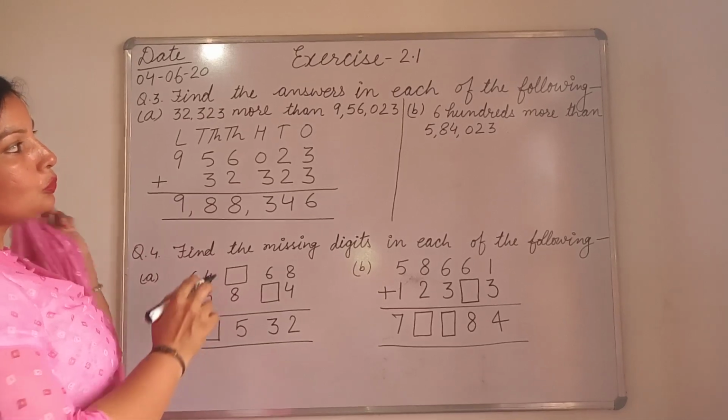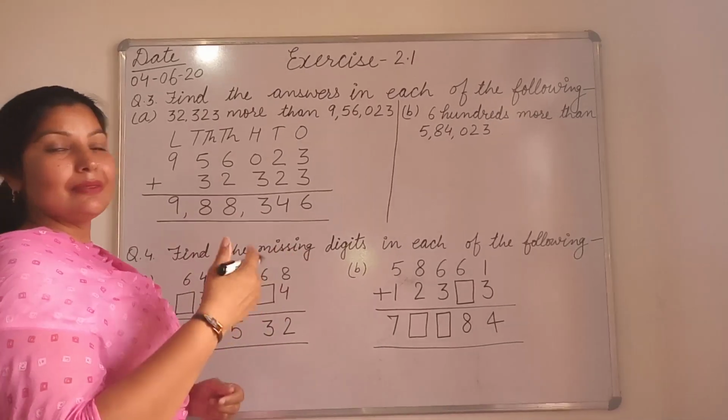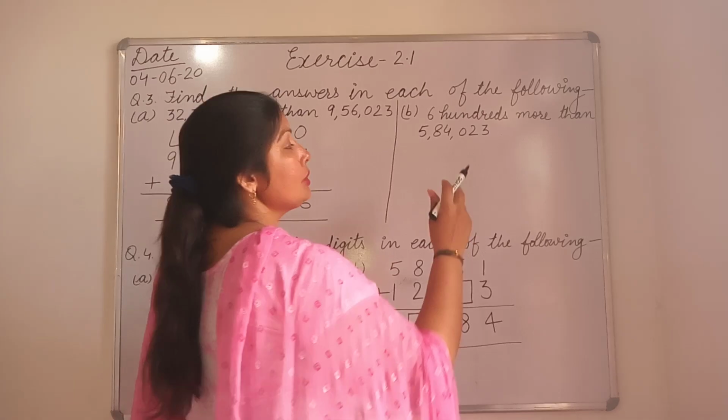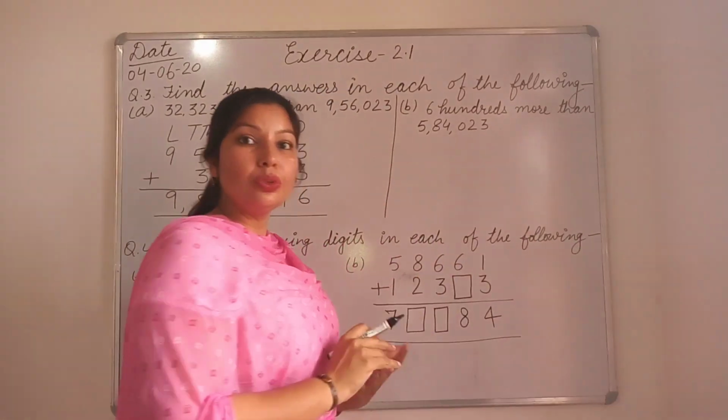So the same way you should do B part also, C, D also the same way. There is in all part there is given more than. So for more than we should do plus.